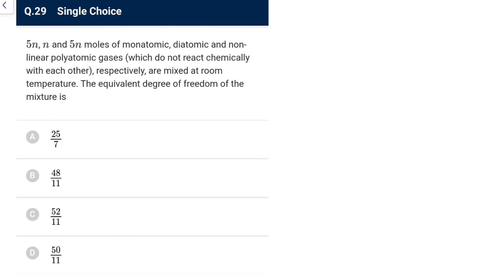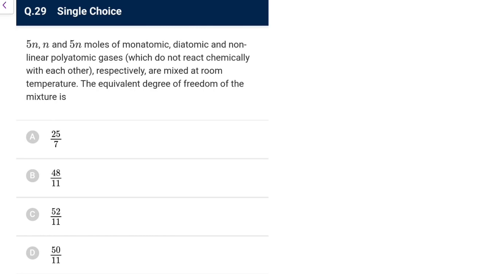respectively are mixed at room temperature. Because it is room temperature, we won't consider the usual vibration, we will only consider the rotational degrees and the translational degrees. The equivalent degrees of freedom of the mixture is going to be. So how will you write the equivalent degrees of freedom?